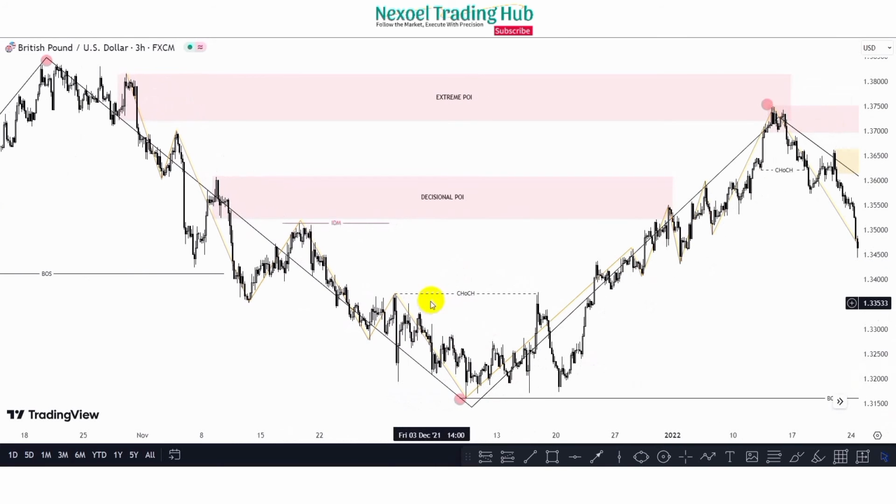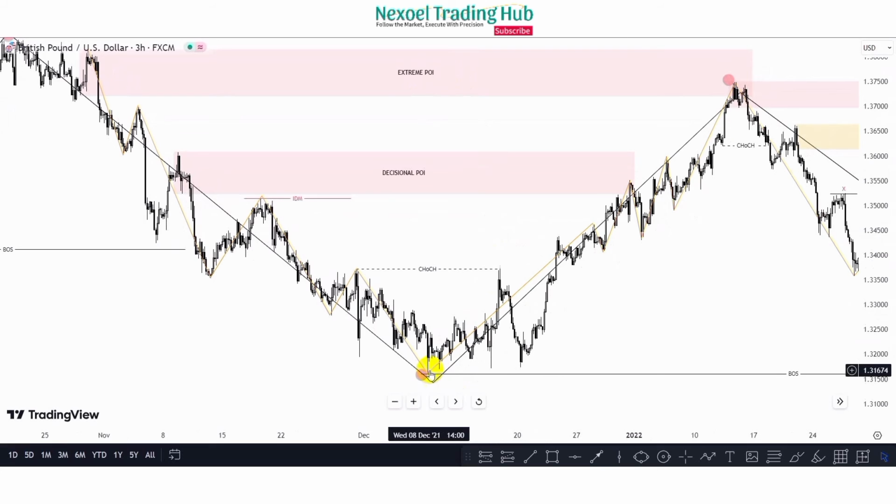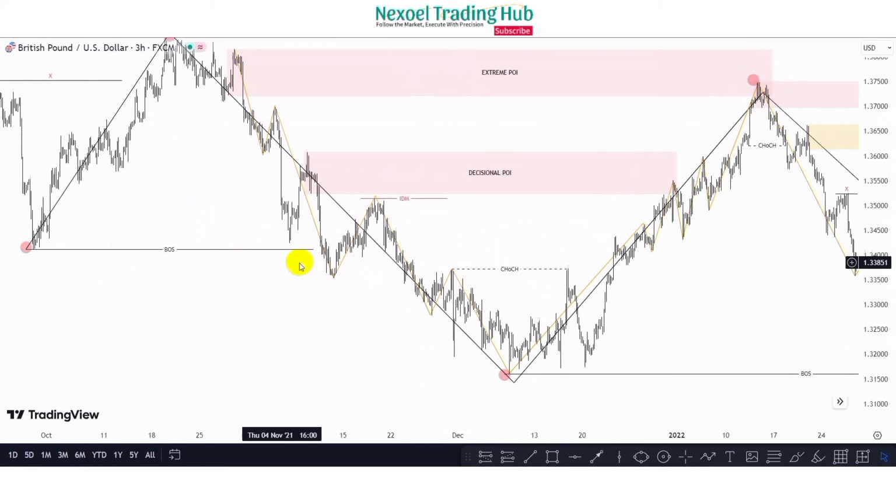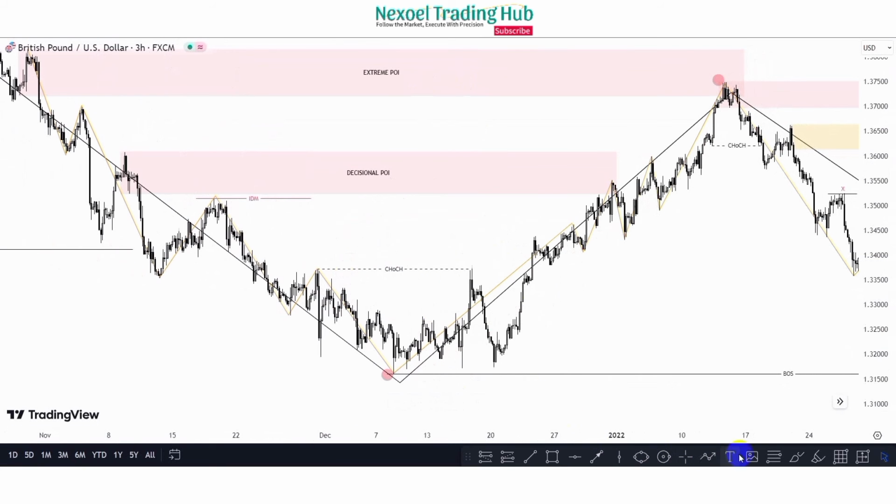Now what you're going to see is this is our last structure point within the 3-hour time frame. You can see this is the daily decisional point of interest and then the extreme point of interest in the daily time frame. Now you can see the push of price to the upside here. We have a change in market character. So what you can see is price took out the external range liquidity, but then we now have the internal range liquidity.